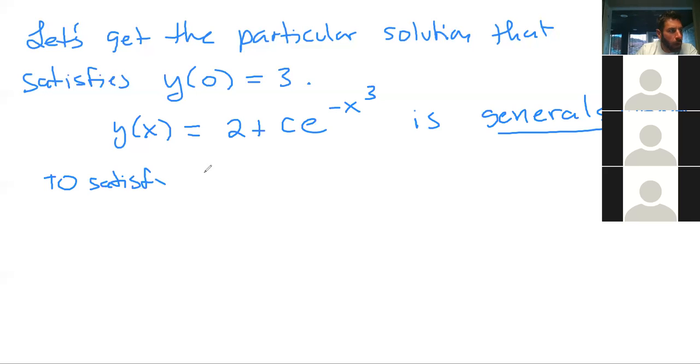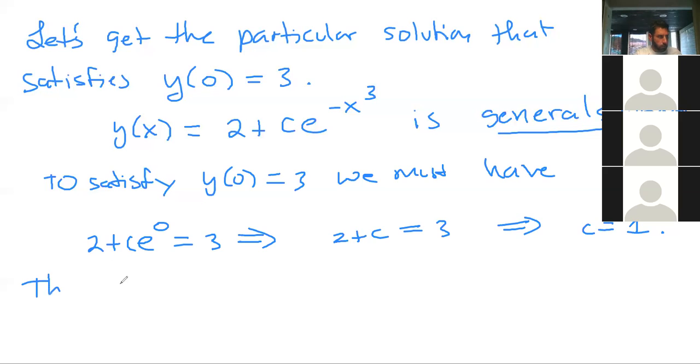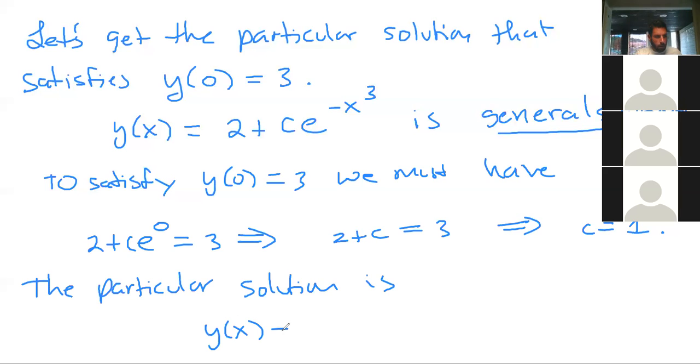So to satisfy y of 0 equals 3, what must we have? Well, you must have 2 plus c e to the 0 equals 3, which implies 2 plus c equals 3, which of course implies c equals 1. So the particular solution is y of x equals 2 plus e to the negative x cubed.